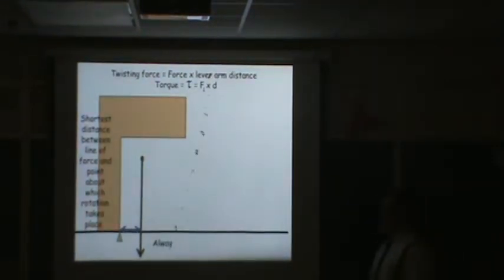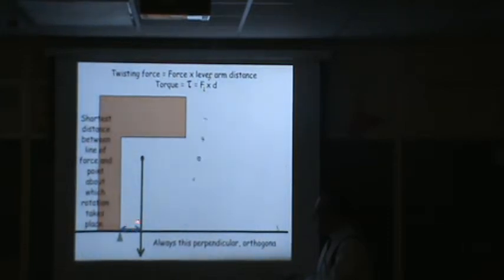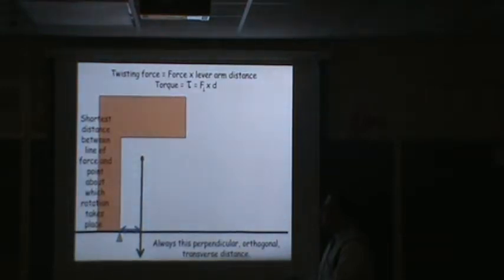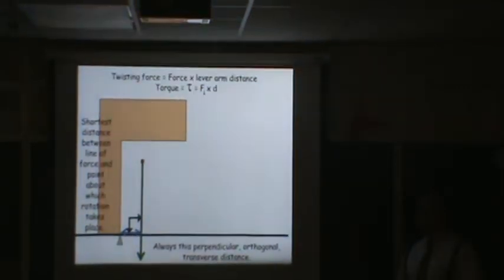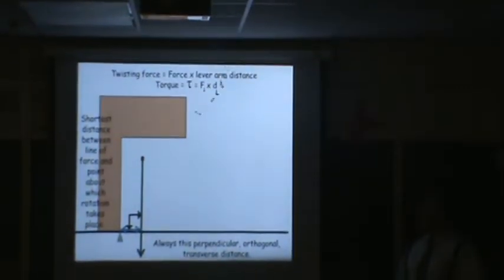Okay, it's always going to be this orthogonal distance, this perpendicular distance, this normal distance, this transverse distance. That's always the shortest distance between the point about which rotation is going to take place and the line of force. The bigger that distance is, the bigger the torque. The bigger the force is, the bigger the torque. The torque is directly proportional to both this force that's tending to twist and produce the rotation, and the lever arm distance. So again, gang, this now is the rotational equivalent of a net force. Net forces make things undergo linear acceleration.